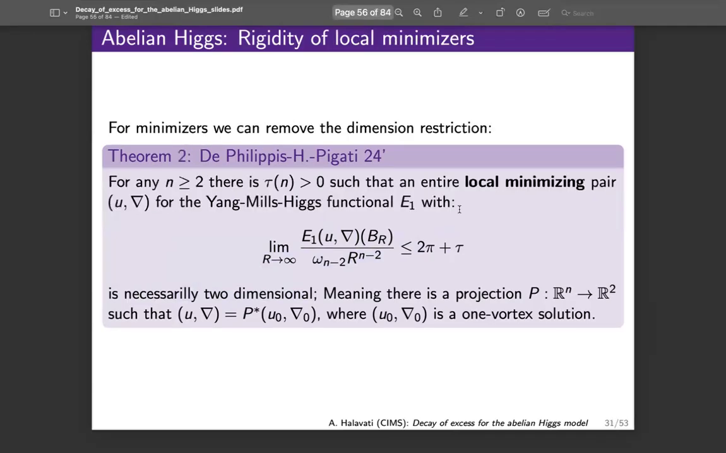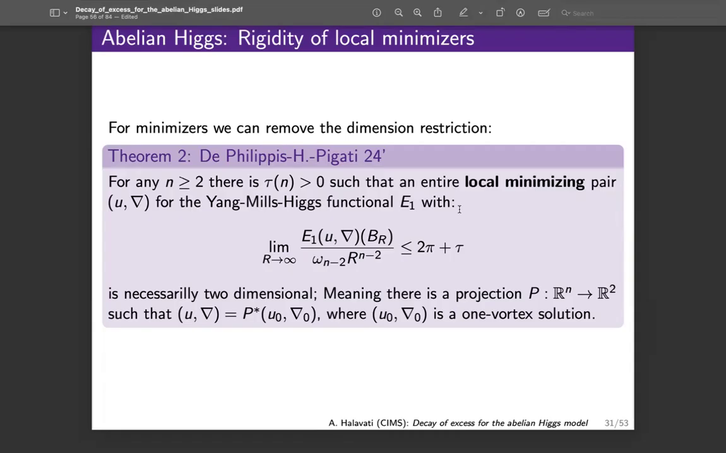And for minimizers, we can remove the dimension restriction because we have variational techniques and we can construct competitors. So basically, if you have the same assumption on the energy, you get that you are necessarily going to be two-dimensional, okay? So first, I want to give you a little bit of ideas of the proofs. There's going to be hand waving and there's going to be pictures.